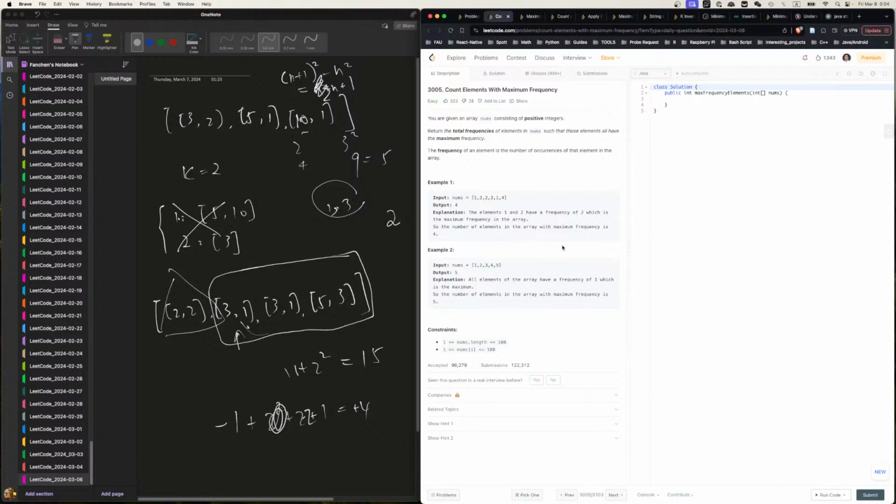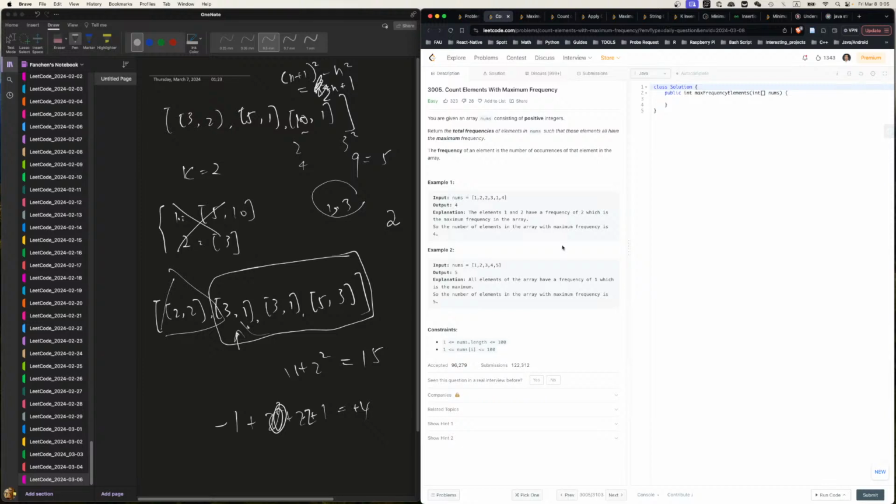Okay, so what's this? Count elements with maximum frequency. You're given an array of positive integers nums. Return the total frequencies of elements in nums such that those elements all have the maximum frequency. The frequency of an element is the number of occurrences. So in the first example, 2 and 1 both have frequency 2, so the sum is 2. In the next one, all of them.